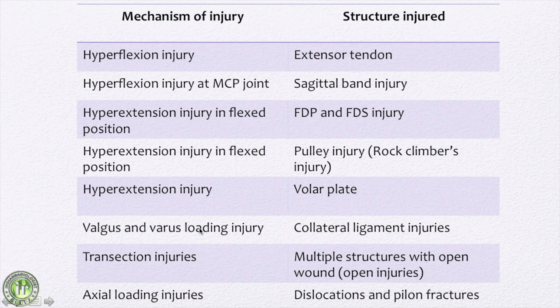The varus and valgus loading injuries will affect the collateral ligaments. Transection injuries are nothing but open wound injuries, and in those, multiple structures can be involved depending upon the site of injury. And the last thing is the axial loading injuries, which result in dislocations whenever there is an added rotatory force or an x-axis force to it. And for those which have a pure y-axis force, it will result in something called a pilon fracture, which is a split fracture that happens at the base of the phalanx, usually the middle phalanx, because the underlying bone is trying to insert into the phalanx.